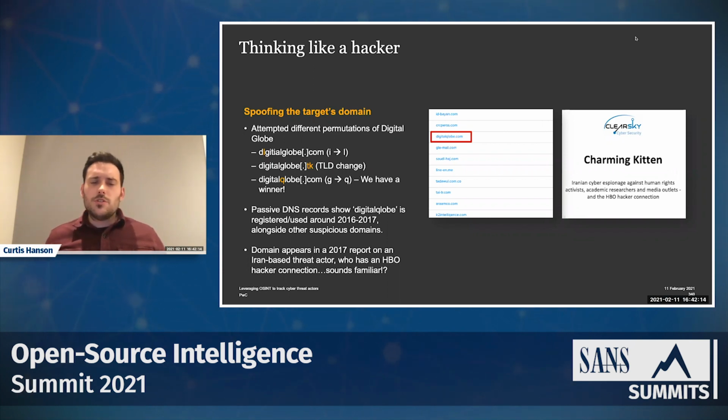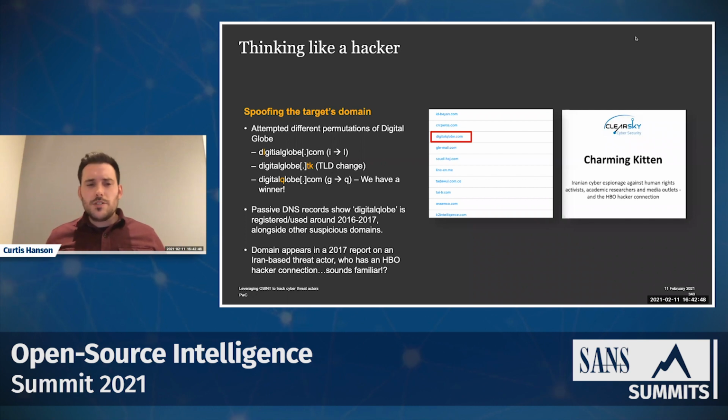So what I do is manually try different permutations of the domain Digital Globe. I immediately start with swapping out the lowercase i with the lowercase l. Don't find anything. So I thought, maybe they use a different top level domain, right? Instead of .com, they use .org or .tk, a free domain. No, still didn't find anything. So I finally get around to switching the G in globe with a Q, so digitalqlobe.com. And boom, I have a winner here.